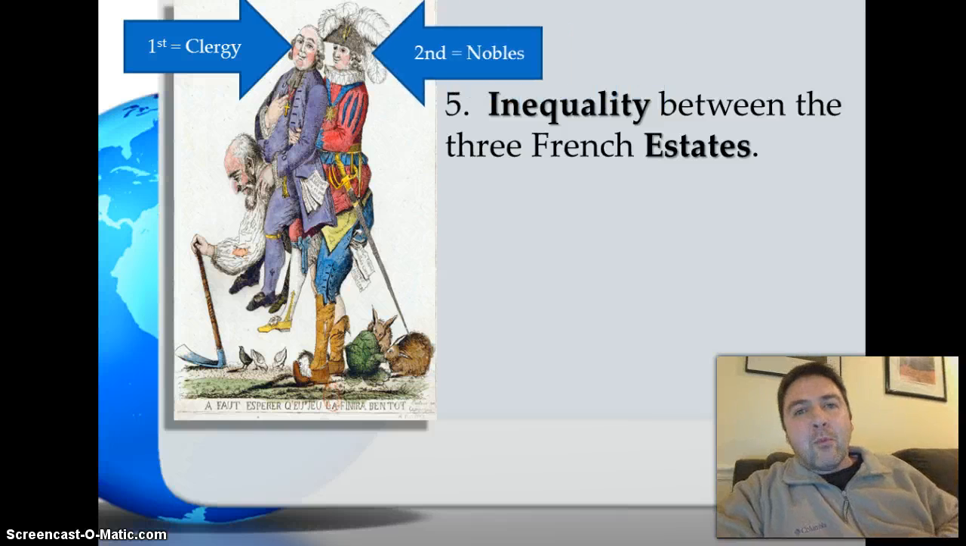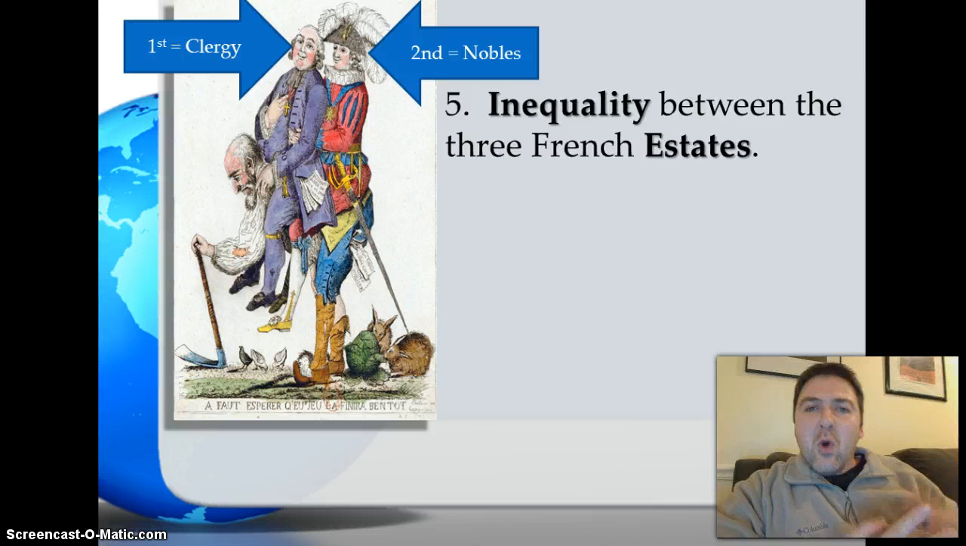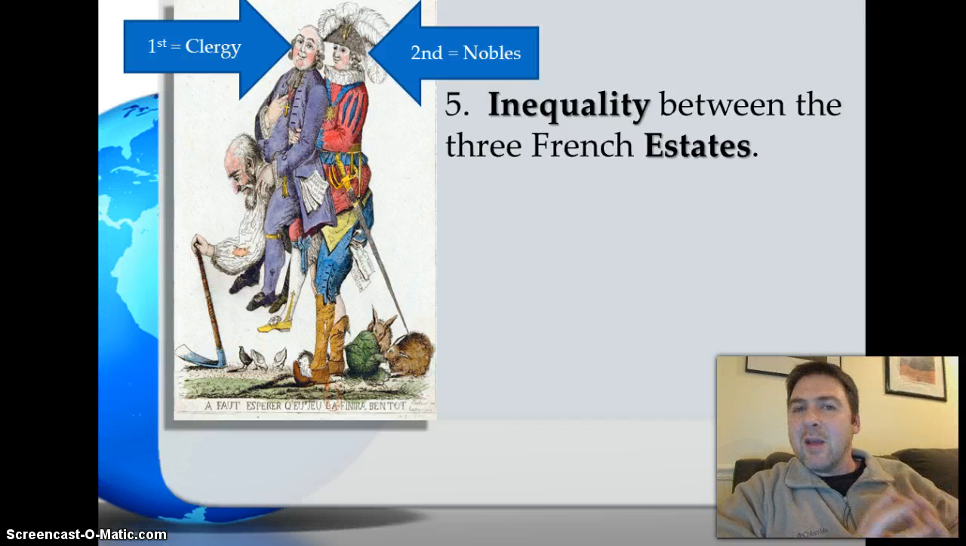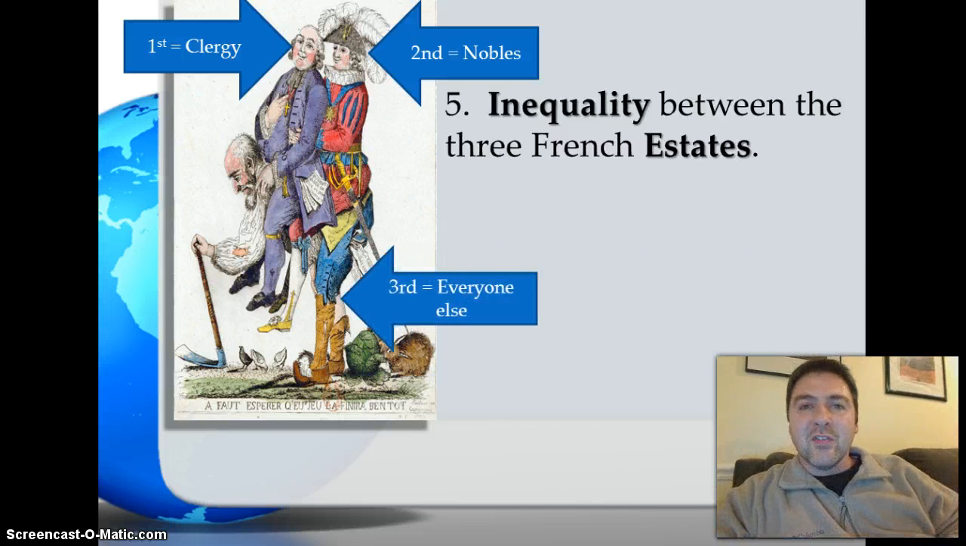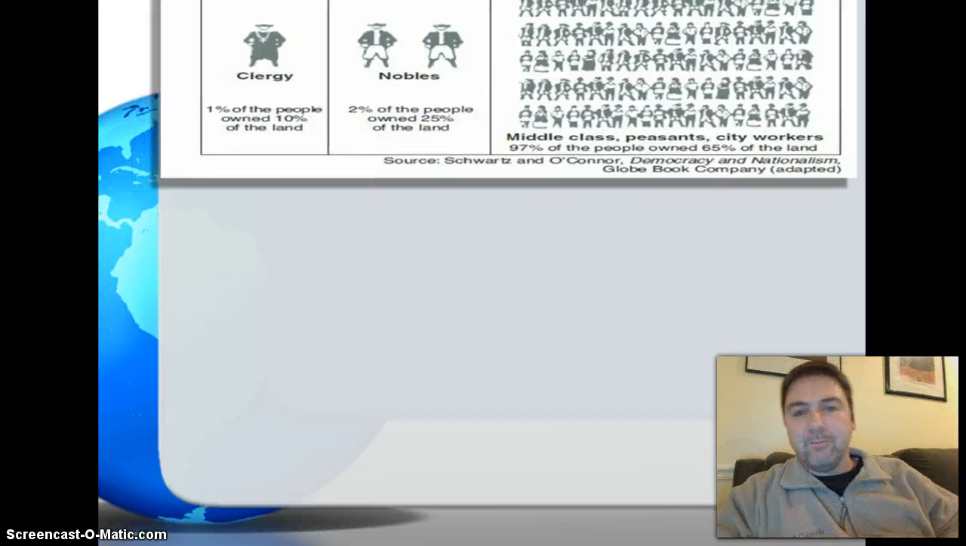The guy on the top right here was the second estate, the nobles. Okay, and nobles typically were rich, but not always. Nobles were nobles. They were in the second estate because of their bloodlines. They were the noble families. And by virtue of their last name, their family name, they were the second estate. And that leaves everybody else in the third estate. And as we see in the cartoon, the third estate was holding everybody else up.